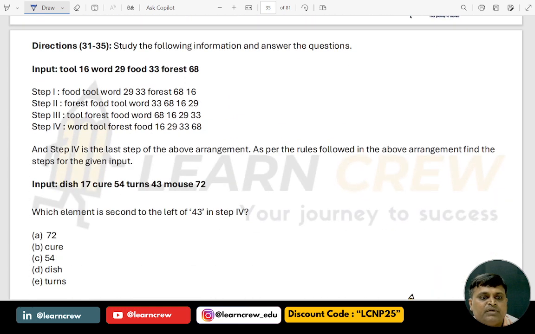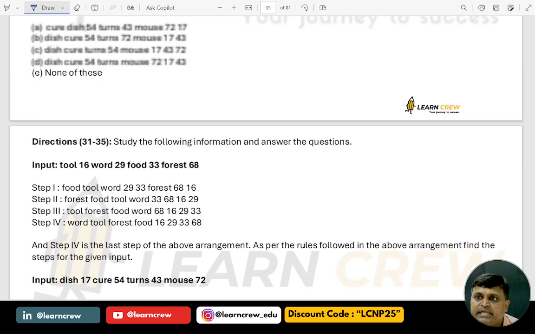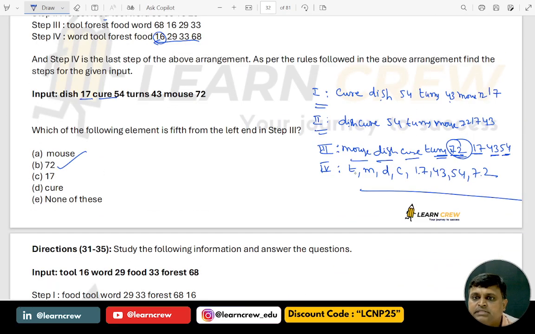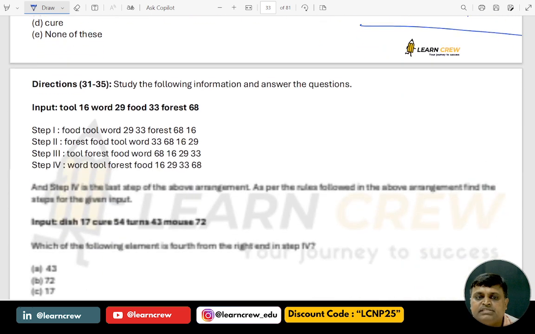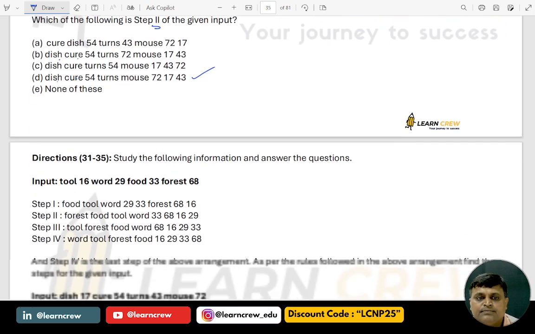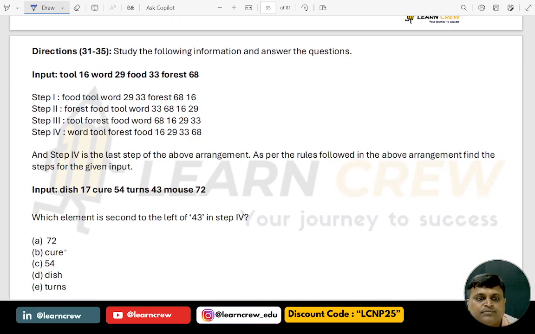Now the 34th one. Which element is second to the left of 43 in step 4? Second to the left of 43 in step 4 is the word starting with C. Word starting with C is what? Cure. Cure is the answer.